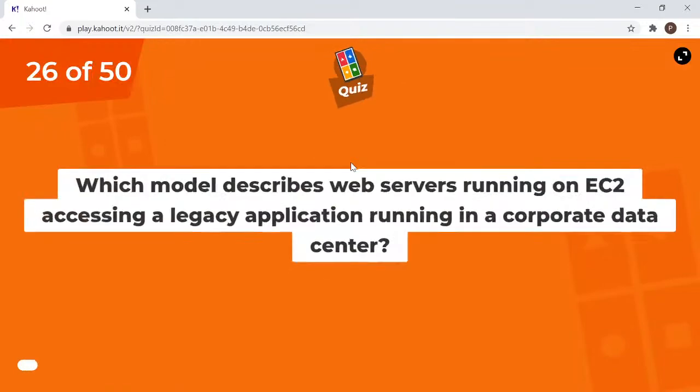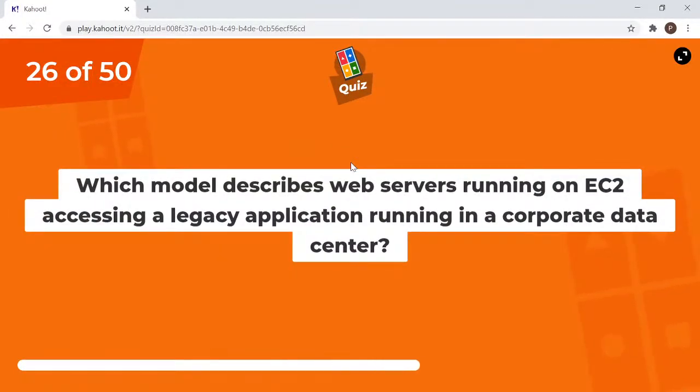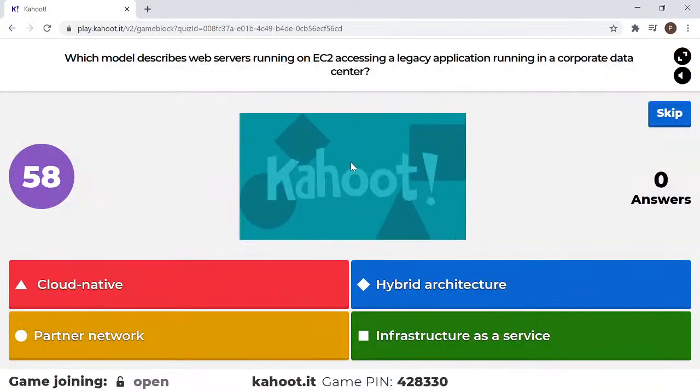Next question. Which model describes web servers running on EC2, accessing a legacy application running in a corporate data center? Is it cloud native, hybrid architecture, partner network, or infrastructure as a service?